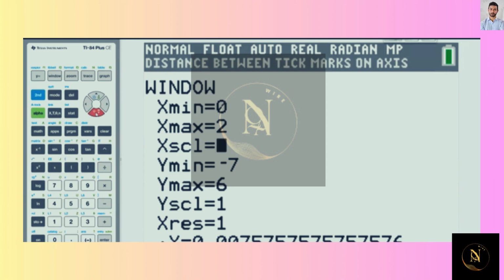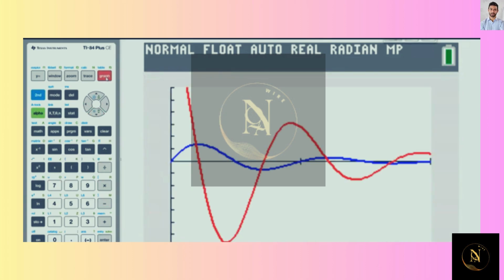And then we can fiddle around with different y values until we find what we like. And I decided to go from negative 7 to 6 on my y-axis. So here we have our graphs. The blue one is the original function. That's the position or equation of motion. And then the red one is the velocity.